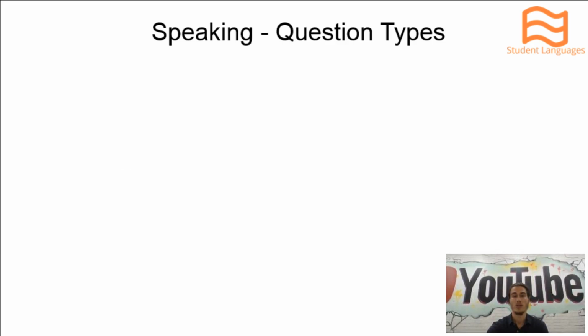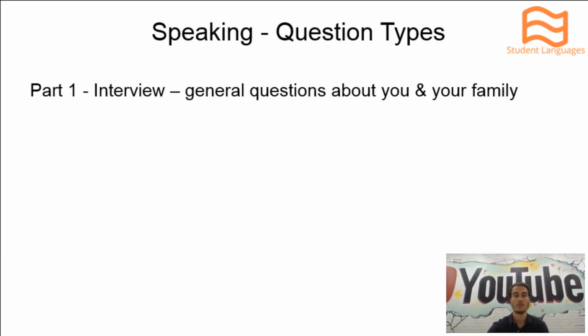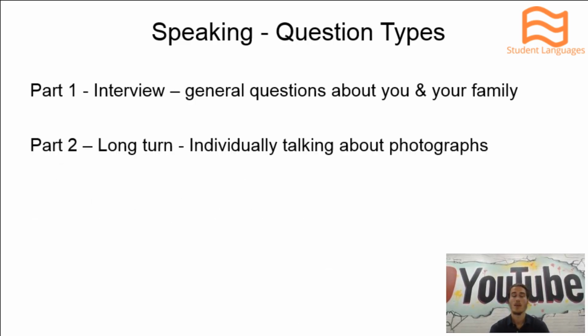So here are the different question types in the speaking paper. Part 1. In Part 1, this is really an exercise to try and get you comfortable and get you relaxed into this paper in the exam. So this will typically be like an interview. The examiner will ask you some general questions about you and your family. In Part 2, you get given 3 different photographs, and you need to talk about 2 of these photographs. And you have about 1 minute to talk about these photographs.